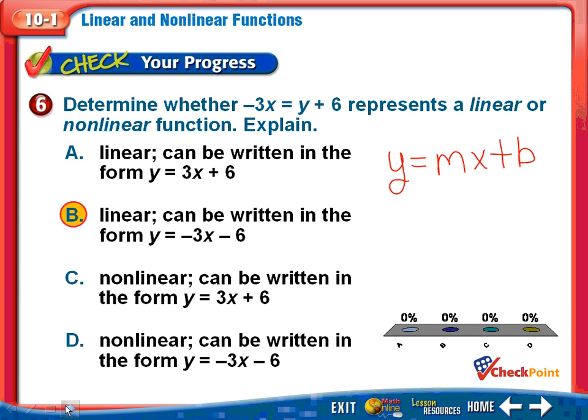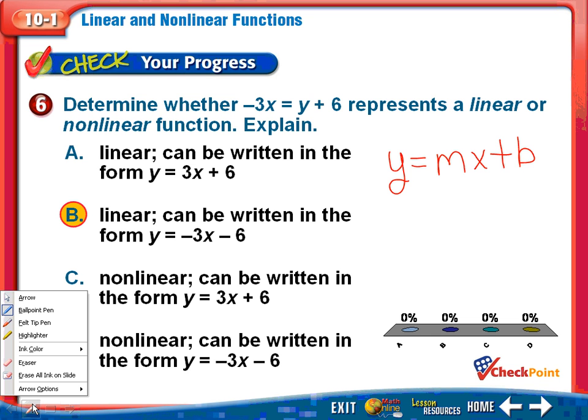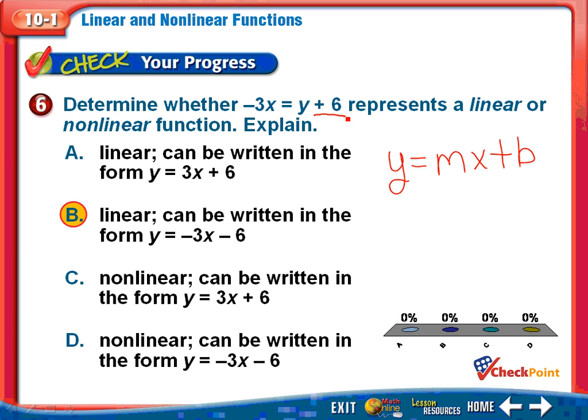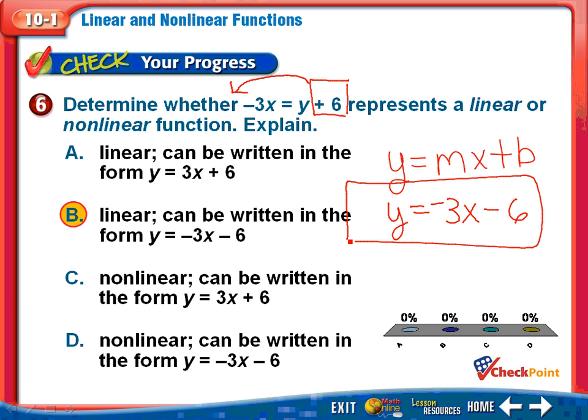The answer is B. Yes, it is linear. It can be written in the form y is equal to negative 3x minus 6. Once you move over your 6, because it's a positive 6 on the right, when you move it over to the left, it's going to become negative. So that's y is equal to negative 3x minus 6, and that is a linear function. We'll talk more about it later, but that's because negative 3 is your slope, and negative 6 would be your y-intercept, or the place the graph crosses the y-axis.